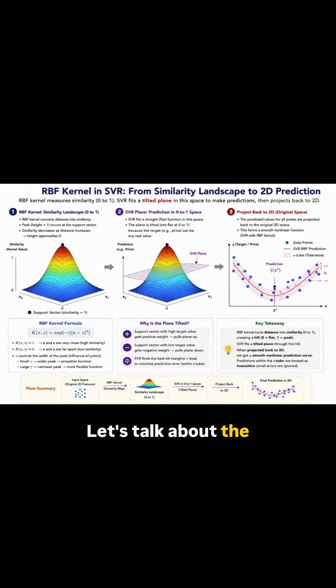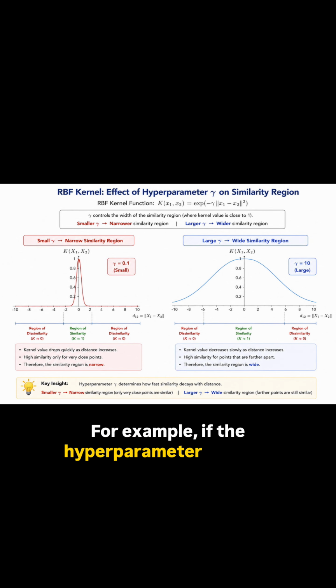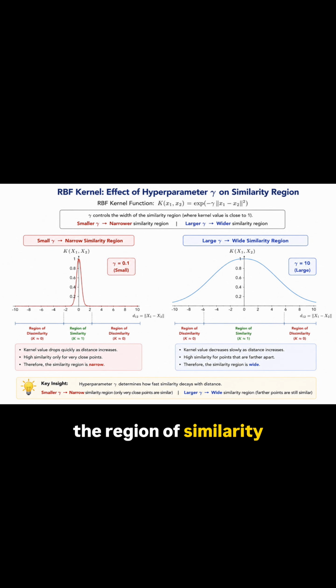Let's talk about the hyperparameter. The hyperparameter is directly proportional to the region of similarity. For example, the smaller the hyperparameter, the smaller the region of similarity. The data points which are under the region of similarity are used by the model to get a perfect path for the plane to cut the data points. So this is all about the RBF kernel method.